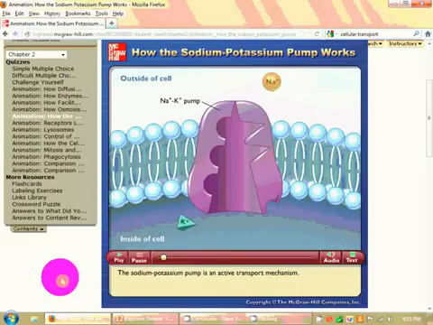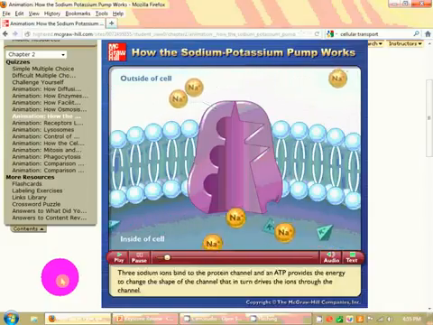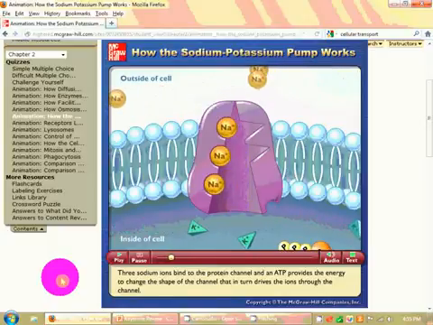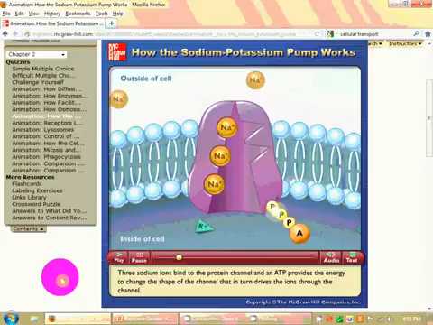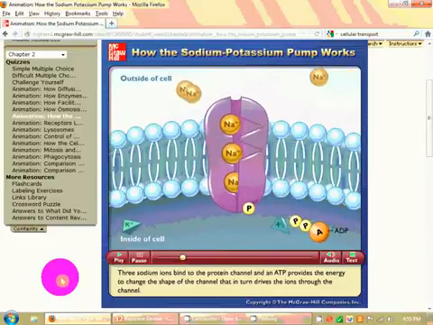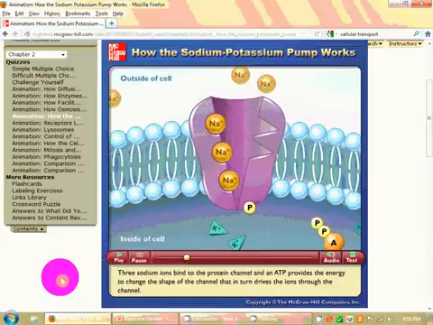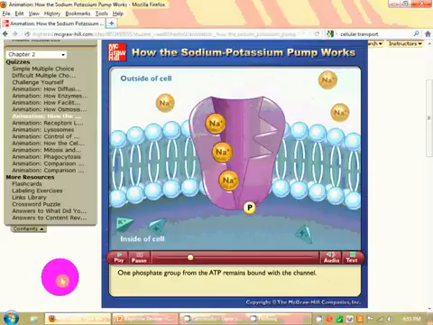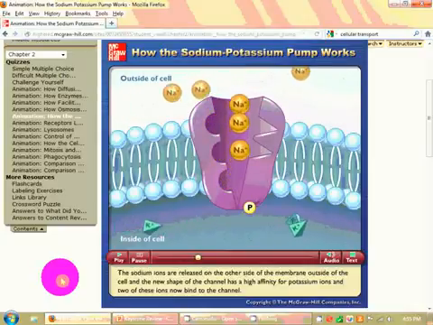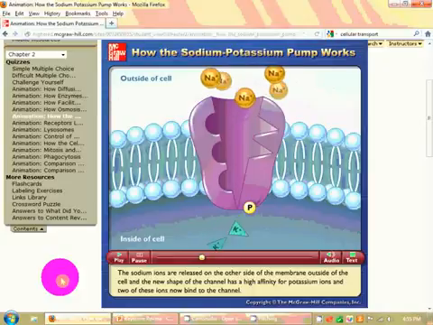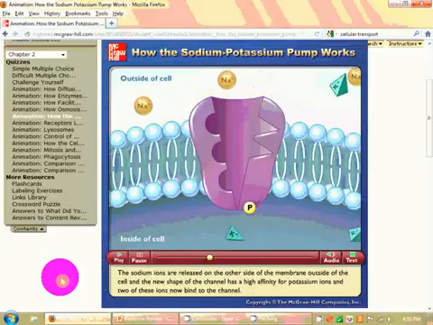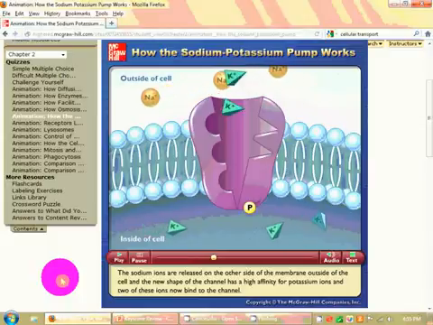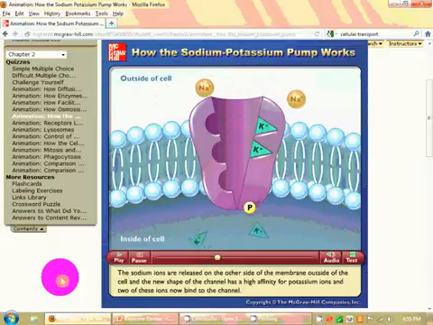Potassium pump is an active transport mechanism. 3 sodium ions bind to the protein channel, and an ATP provides the energy to change the shape of the channel that in turn drives the ions through the channel. 1 phosphate group from the ATP remains bound with the channel. The sodium ions are released on the other side of the membrane outside of the cell, and the new shape of the channel has a high affinity for potassium ions, and 2 of these ions now bind to the channel.